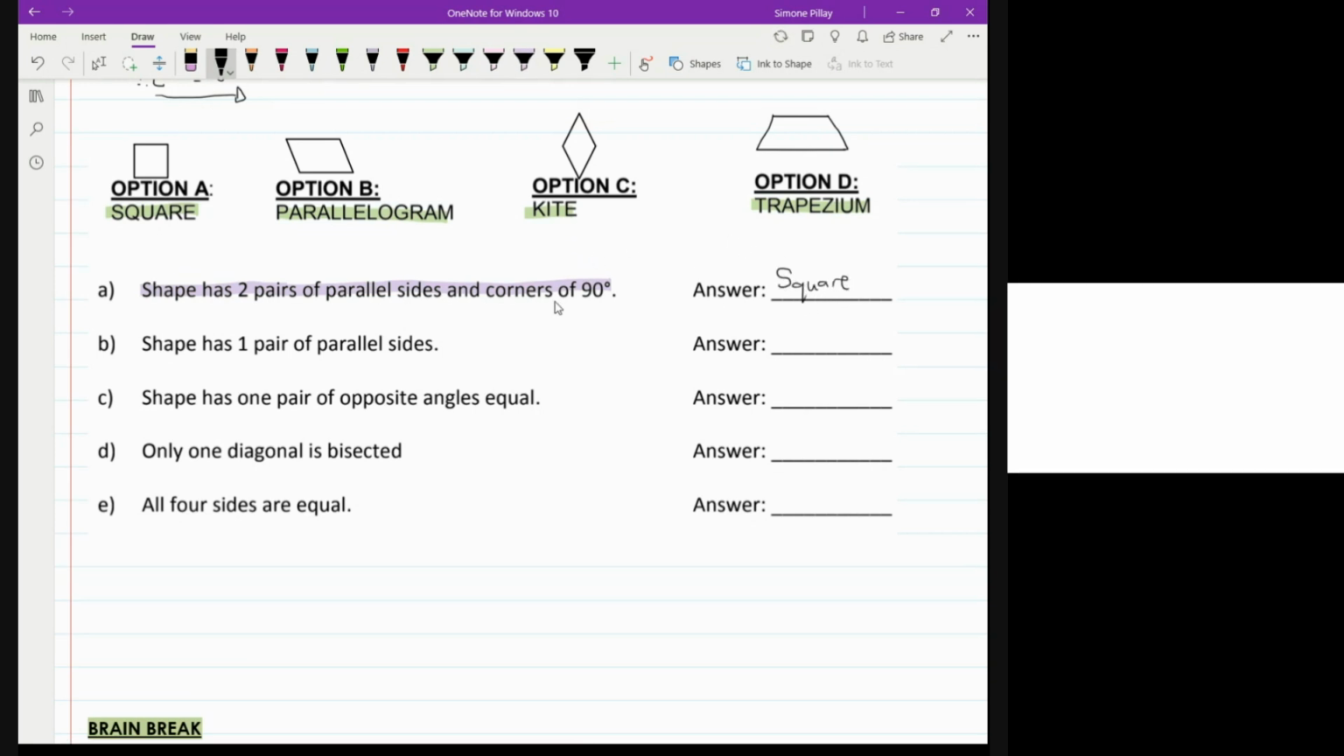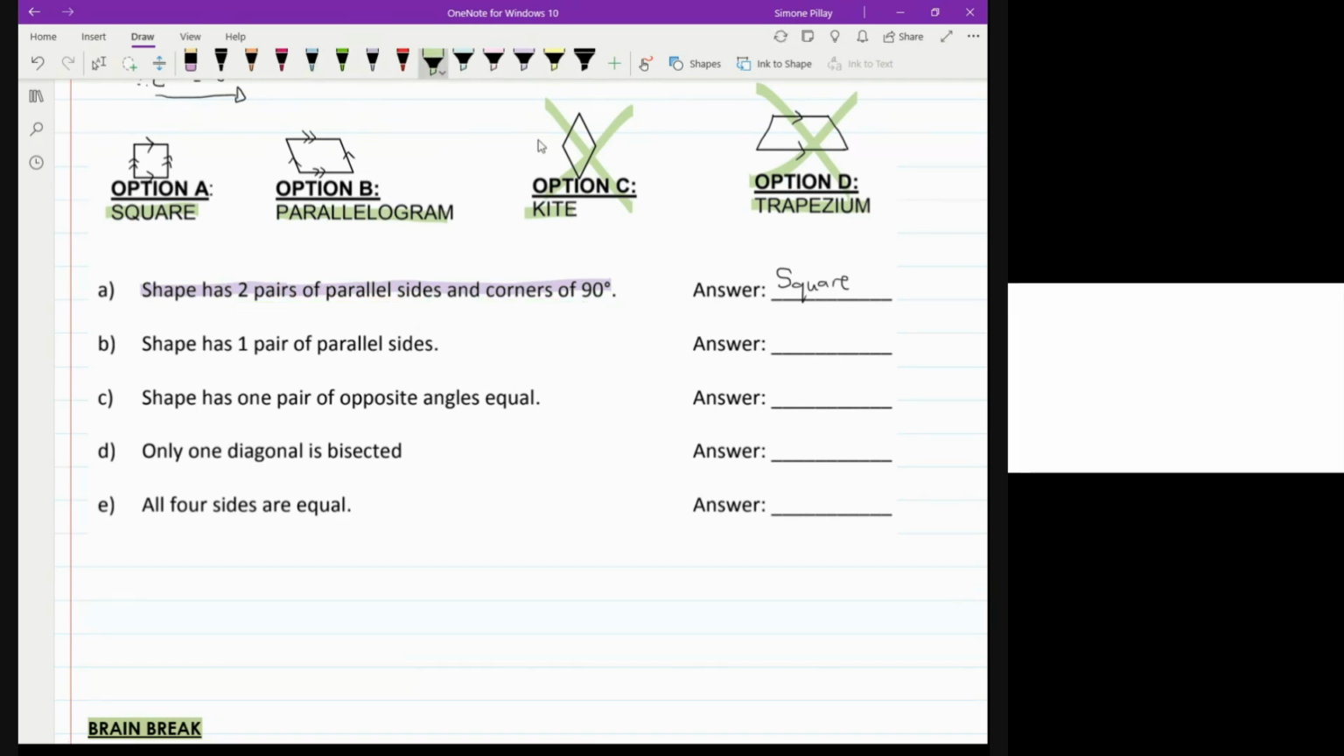Now let's think back on our properties. A square has two pairs of parallel sides, but so does a parallelogram. My kite does not have any parallel sides, but my trapezium has one pair. So immediately, just by process of elimination, a kite couldn't be it, and a trapezium couldn't be it because they only have one pair of parallel sides. Now, between my square and my parallelogram, we had to think which one has corners of 90 degrees. And we know a parallelogram does not, so that left us with a square.